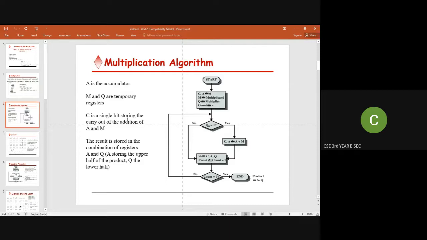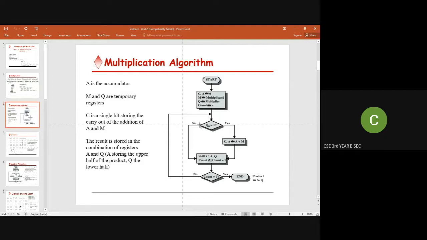And we are using another variable called C. C is a single bit storing the carry out of the addition of A and M. If we add A and M, we will get some carry, and this carry is stored in the register called C. These are all the variables, and we are also using the count. Count here is n, the number of bits in the multiplier. For example, if the multiplier is 1011, there are 4 bits in the multiplier, so count value equals 4.